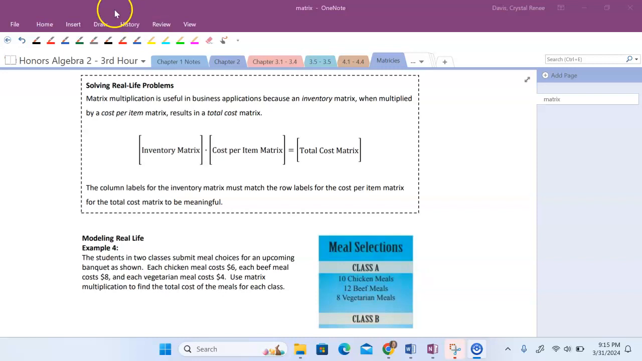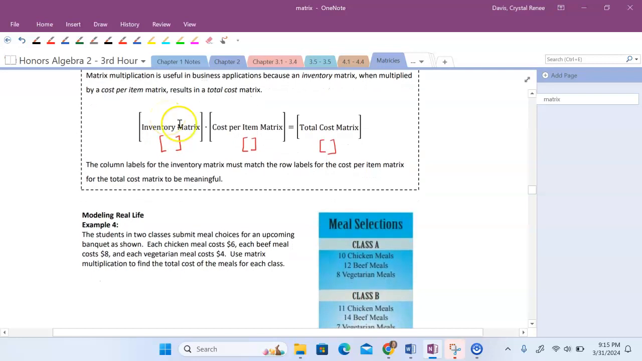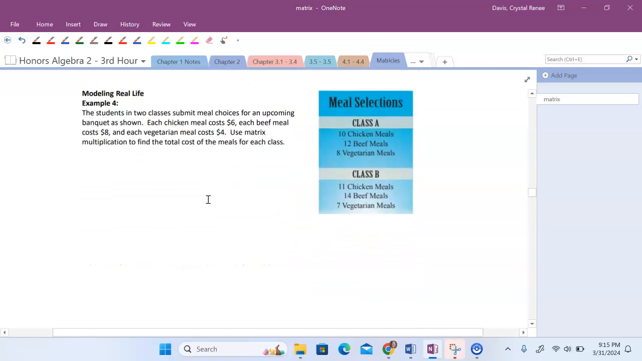Just like when we do it in algebra, we would do how many we're selling times the cost of each, and that would give us the total cost. Okay, and we'll see an example down here and it'll make a little bit more sense. But the thing we need to remember is that the way we set them up has to be in a way that we are able to multiply them. Okay, so let's look at example 4.